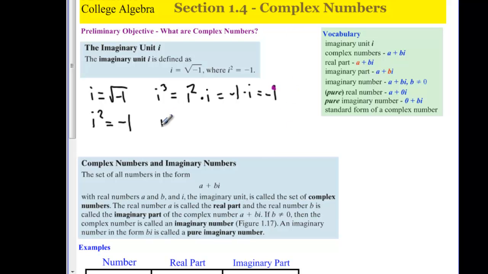All right, what about i to the 4th? Yeah, it's just going to be 1, because i to the 4th is the same thing as i squared times i squared, which is the same thing as -1 times -1. Is that okay? All right, super.